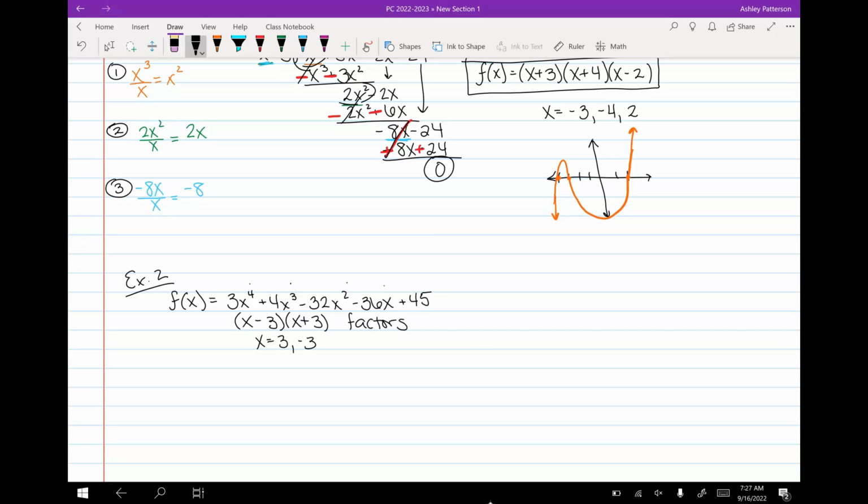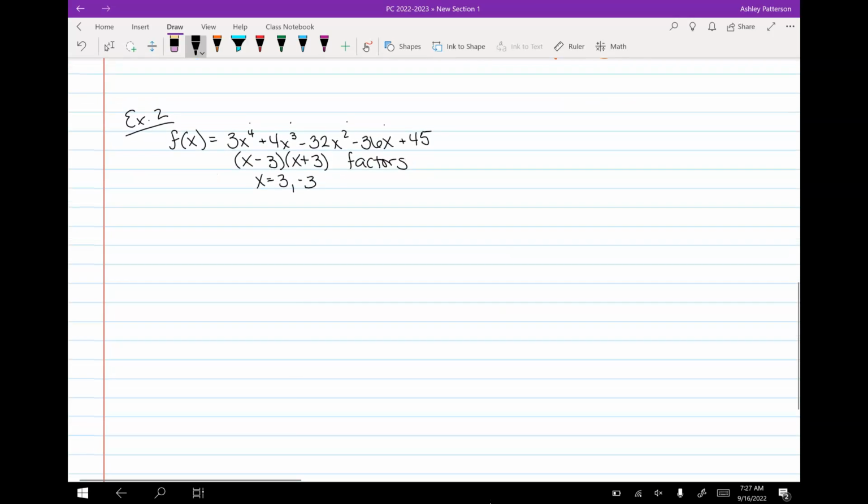All right, now our goal is to find it in complete factored form. It's a quartic, which means there are 4 x-intercepts. Real, complex, we don't know yet. And I'm going to take the first factor and divide it out. Now there's a couple of options. We could divide it out at the same time if you would like. You could do it individually.